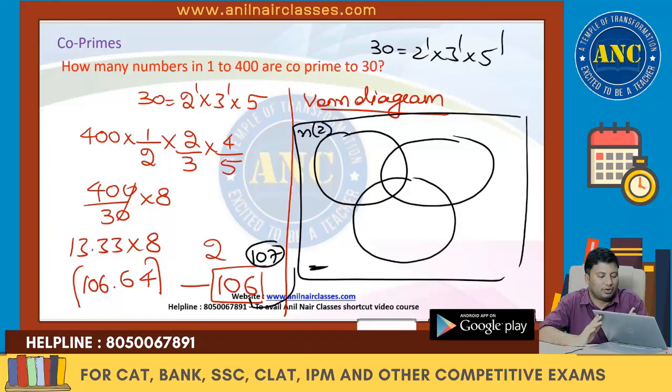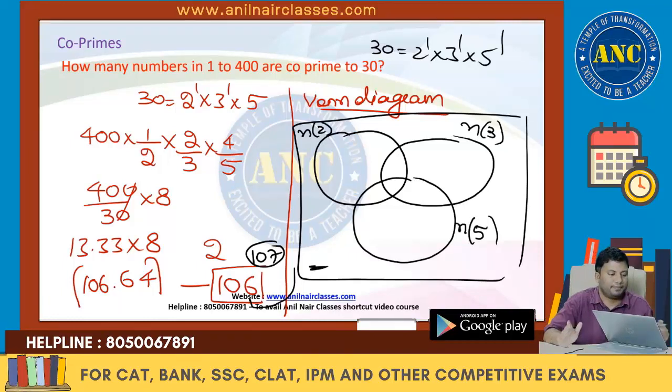These n of 2, these n of 3, and it is n of 5. Kindly reply in the live chat if the idea is clear to you.